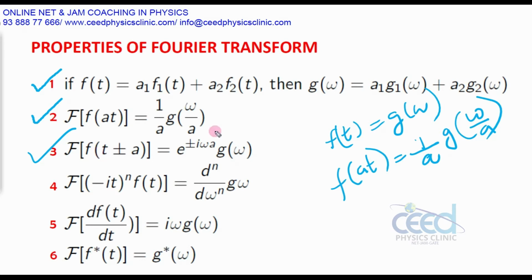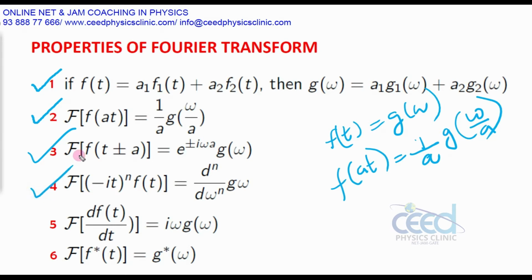This additional term comes due to the addition or subtraction of this a. It represents a phase change: the magnitude of the transform does not change, but there is a phase change due to this term. So this is also an important property.